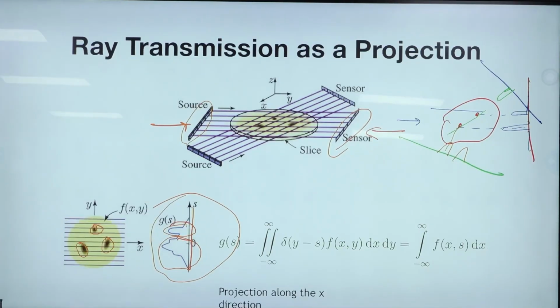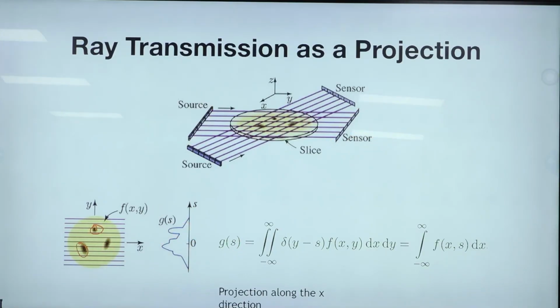Let me erase some of these things and show you, focusing on this equation over here. G of S is the measurement, whatever you measure on the detector.